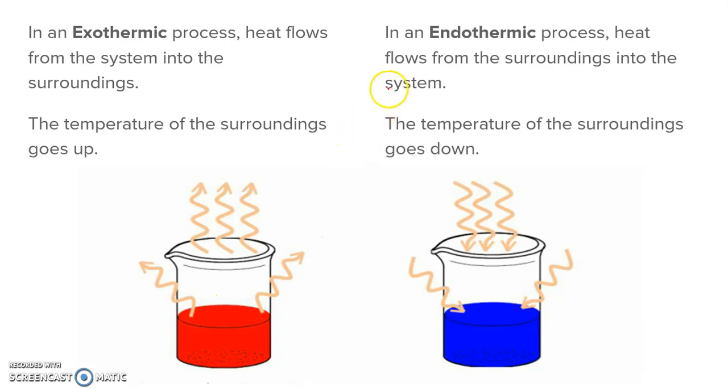In an endothermic process, heat flows from the surroundings into the system. So the temperature of the surroundings goes down. If we are the surroundings and we touch this beaker, we would feel cold because heat is going from our hands into the system. So we would feel that loss of heat, which actually means we feel cold. So endothermic, heat goes into the system. Exothermic, heat comes out of the system.